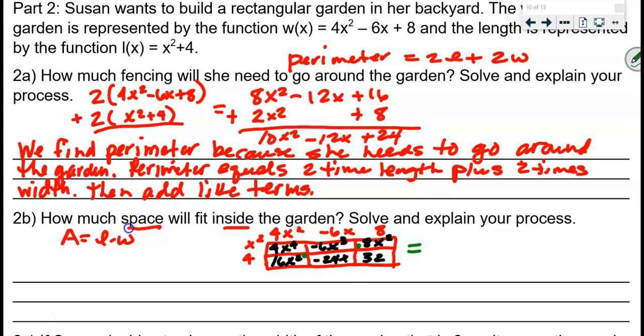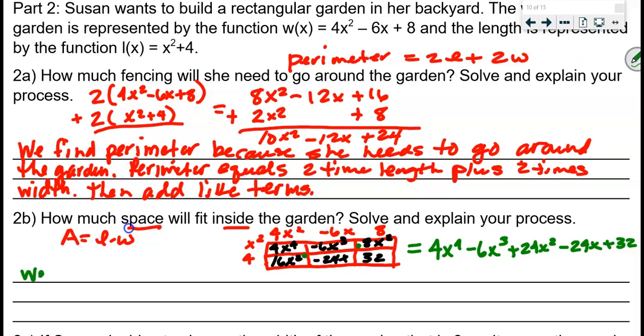So our answer is going to be 4x to the 4th minus 6x to the 3rd. Then we're going to combine that 8x squared and that 16x squared. So that's going to give us 24x squared. Then we got minus 24x and plus 32. So that's our answer. So then again, let's explain why we found area.